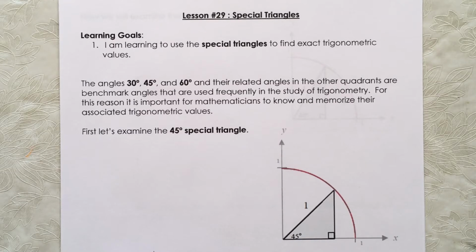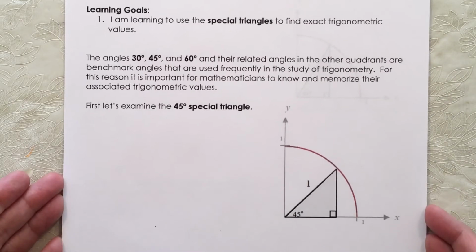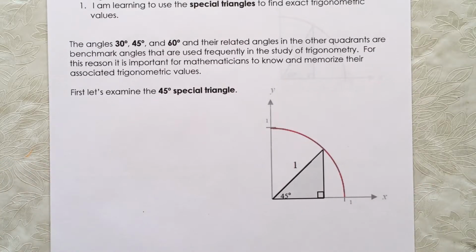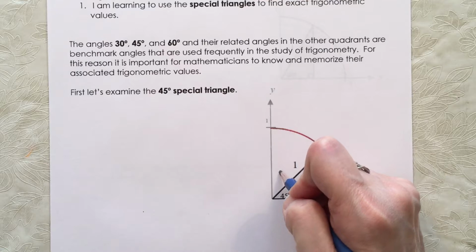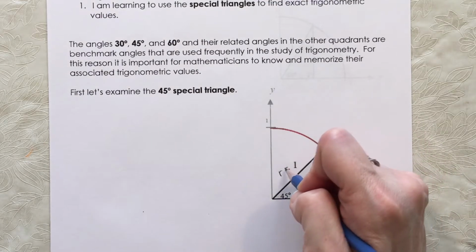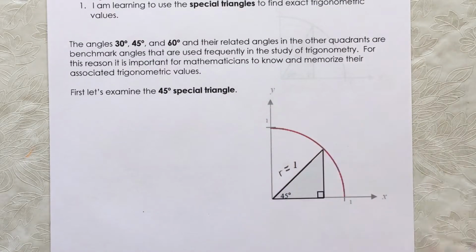Okay, and when we do this, we want the exact trig values, not a decimal approximation. So we're gonna work these out. So first let's examine the 45-degree special triangle. If you look at this special triangle the way it's drawn right now, it's drawn so that the radius is 1. And we're gonna do that for all of our special triangles.